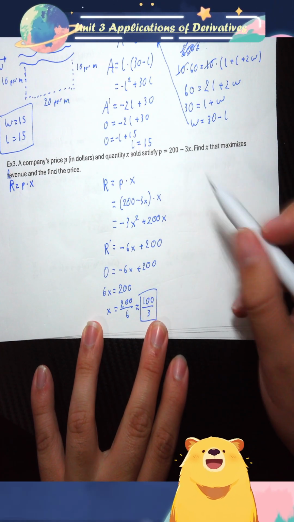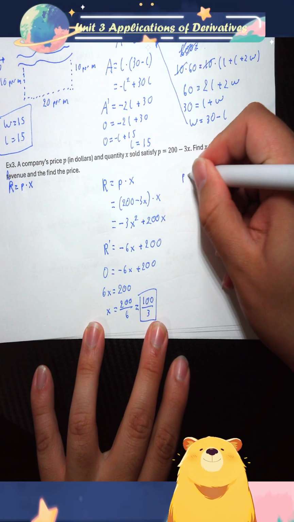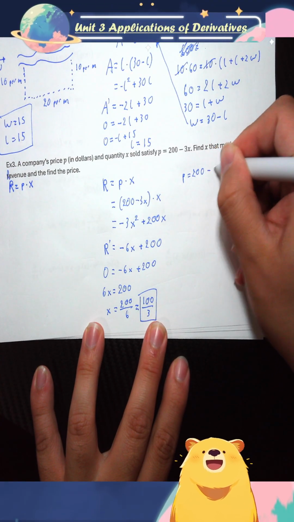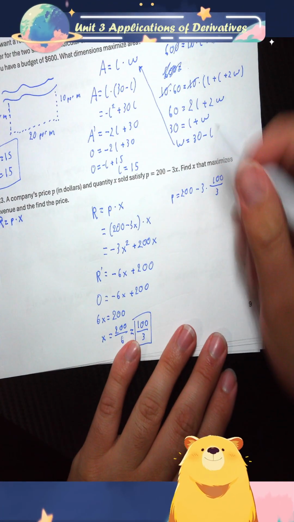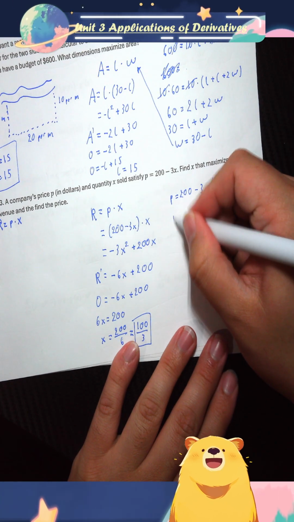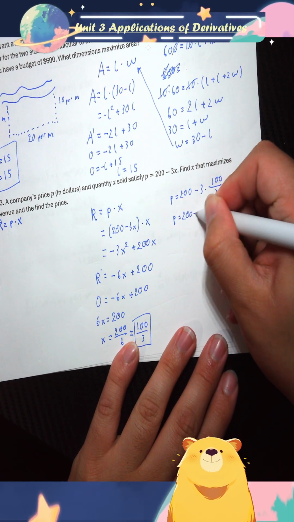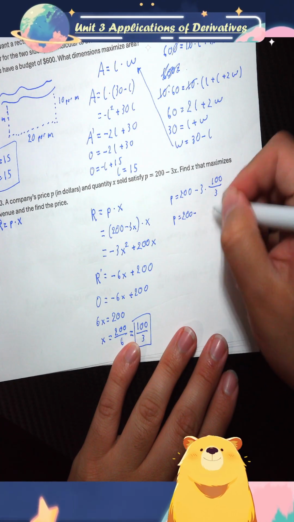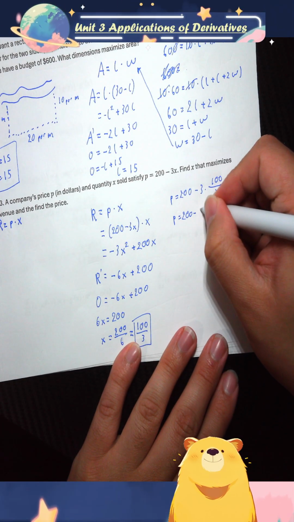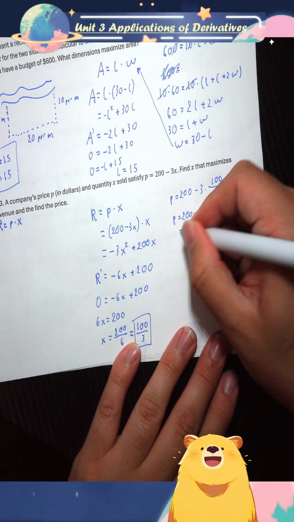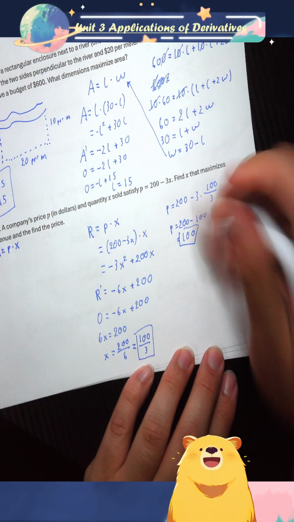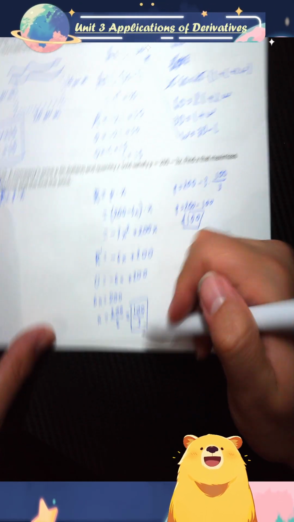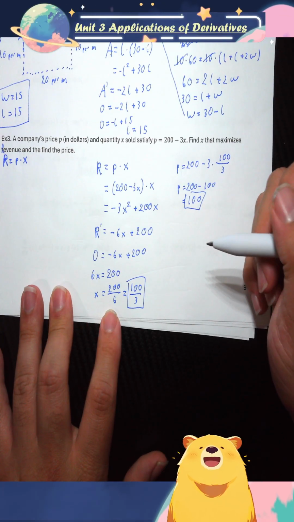So the price formula was up here. So price is 200 minus 3 times 100 over 3. Well, that will cancel out. And that will be 200 minus 100, and that's just going to be 100. So the price is 100, and the quantity sold is 100 over 3.